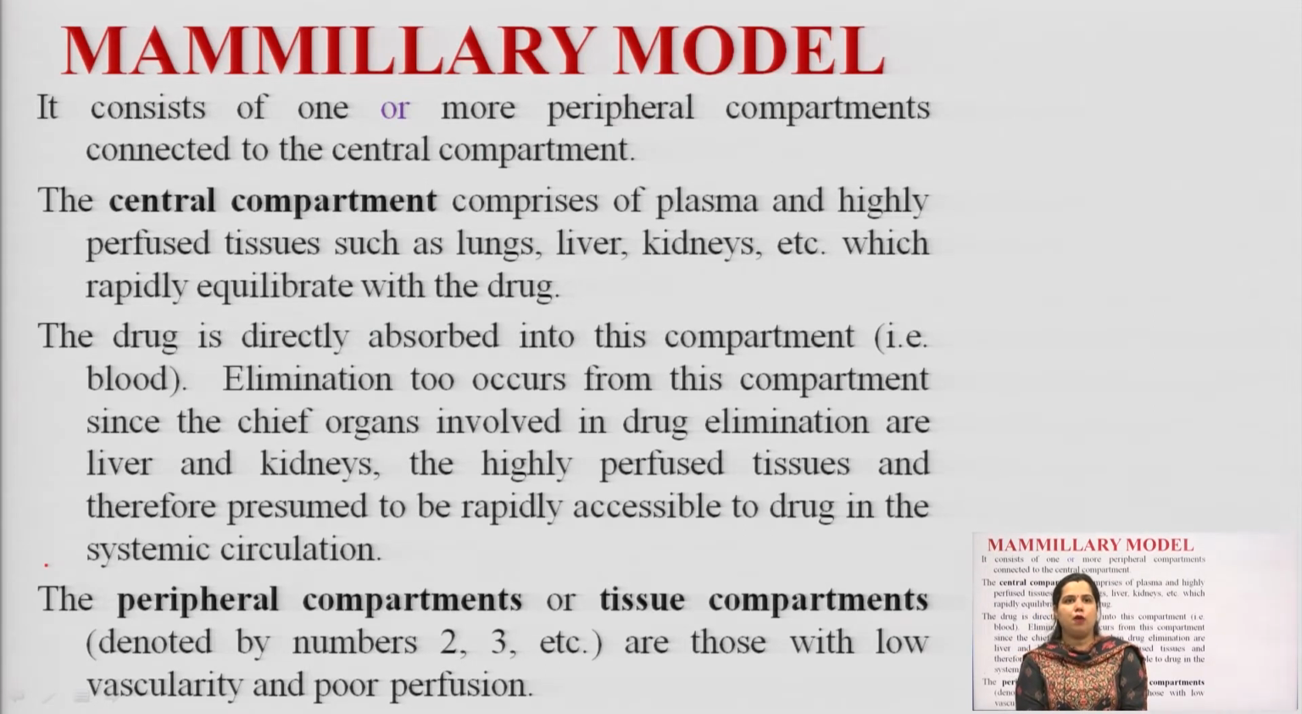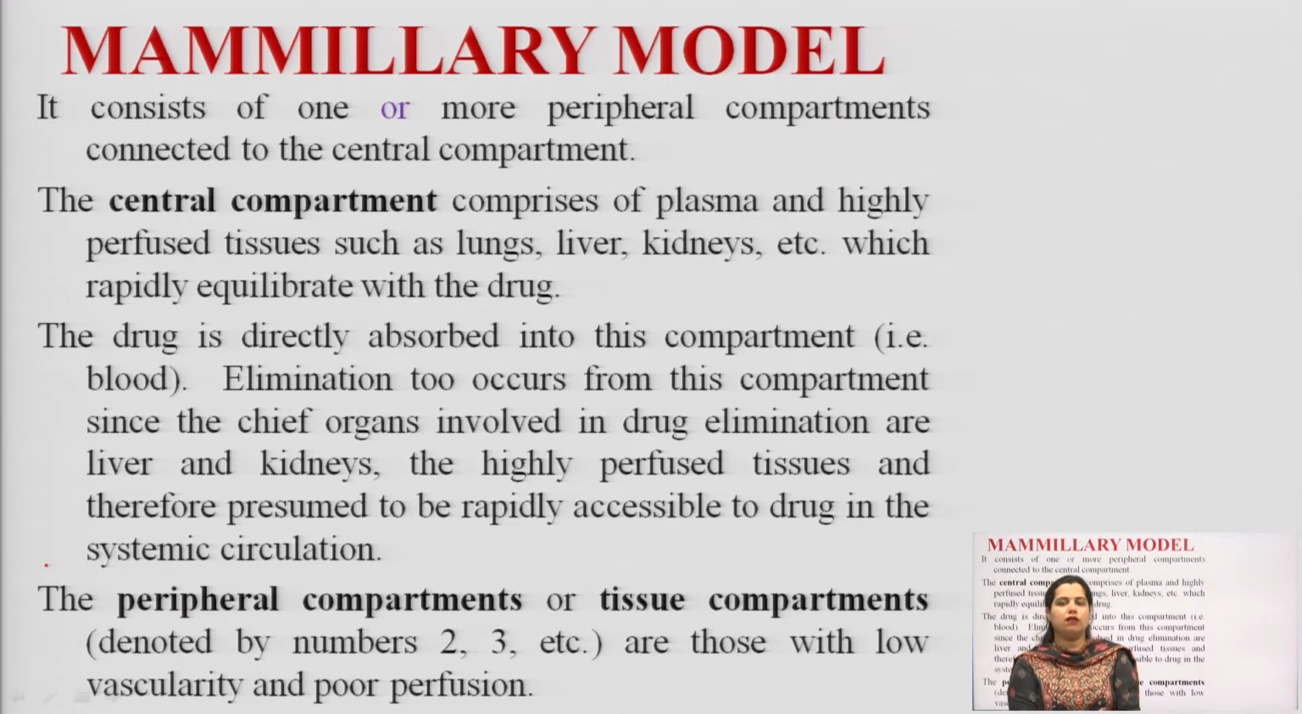The drug is directly absorbed into this compartment, that is, the blood. Elimination too occurs from this compartment, since the chief organs involved in drug elimination are the liver and kidneys. The highly perfused tissues are therefore presumed to be rapidly accessible to the drug in the systemic circulation. So, we are saying that the drug is directly absorbed into this compartment from the blood, and elimination also occurs from this compartment. That means the entry and exit are rapid processes if we talk about highly perfused compartments.